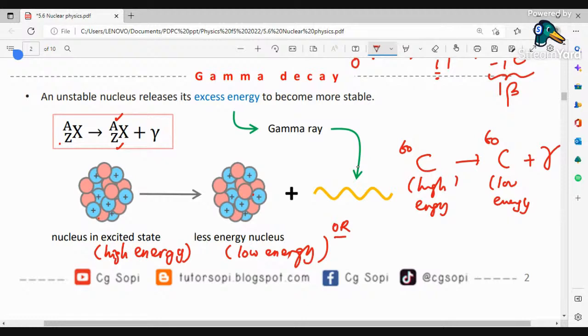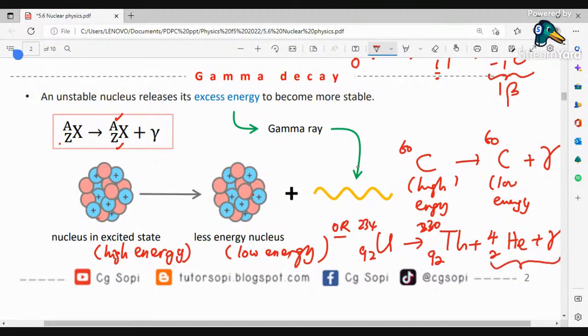Okay, or mungkin boleh lihat lagi. Okay, uranium 234, 92. Become thorium 230, 90. Emits 1 alpha, 4 2 He. At the same time also gamma. Okay, so this one also one example which shows nucleus emit gamma. For this one, it emit 1 alpha and gamma.